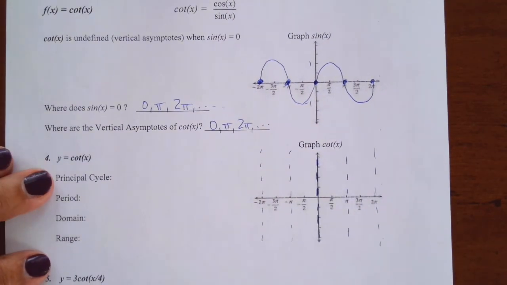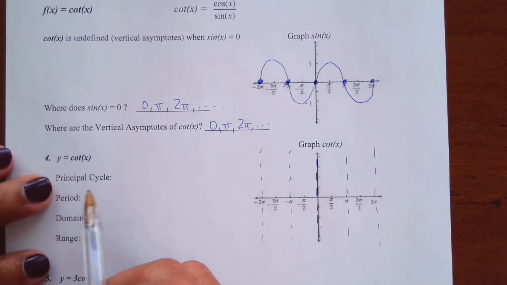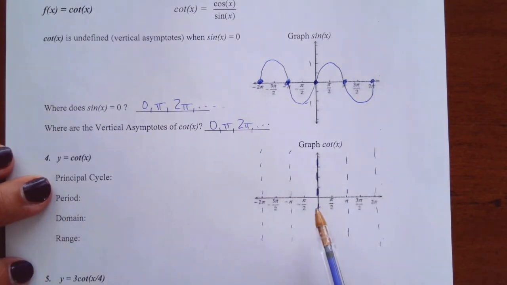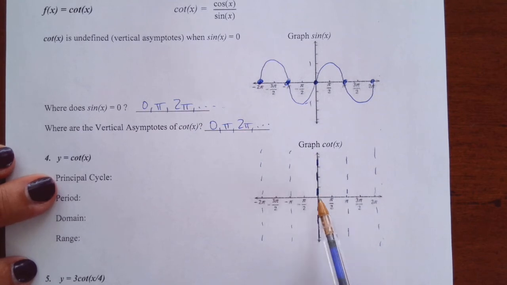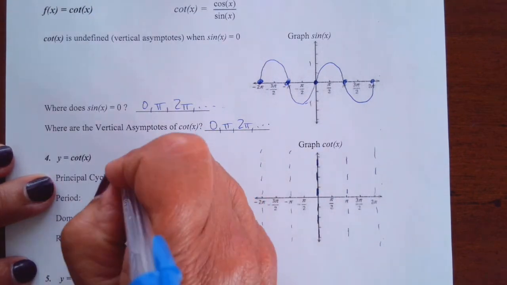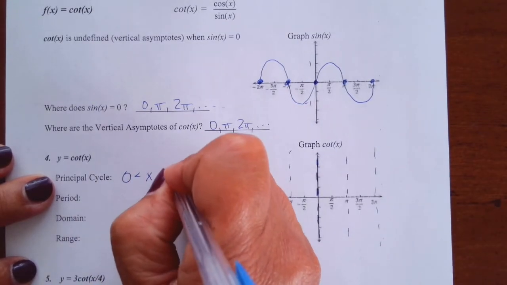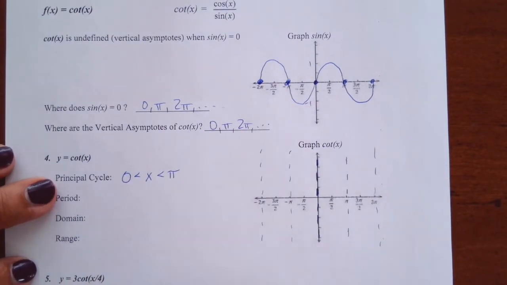All right, so the principal cycle of cotangent then, I can't put between -pi over 2 and pi over 2. That's not the principal cycle. For this one, we start at 0 and go to pi. So it's a little bit easier because we don't have those fractions. So we would put whatever is in the parentheses between 0 and pi. That's the principal cycle, and find the rest of it.